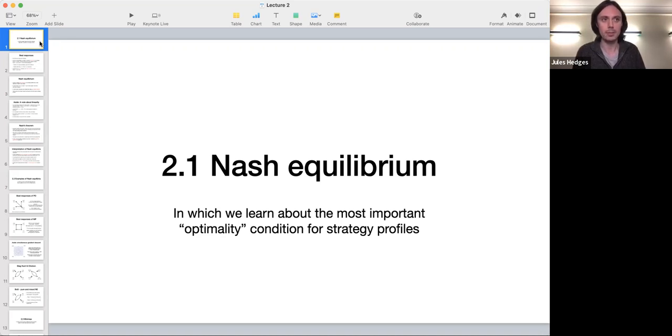So a solution concept is a kind of class of strategy profiles for a normal form game that we consider solutions of the game. The most important solution concept for normal form games is called Nash equilibrium. This is a kind of individualized optimality condition where every player's individual decision problem is solved.